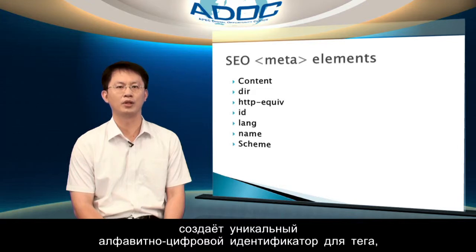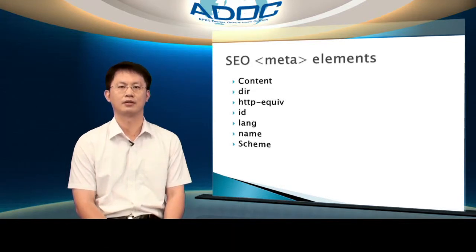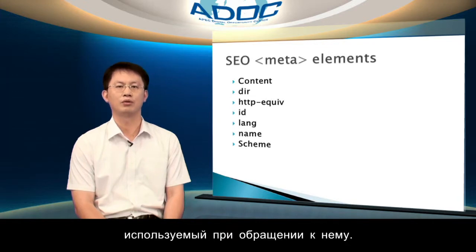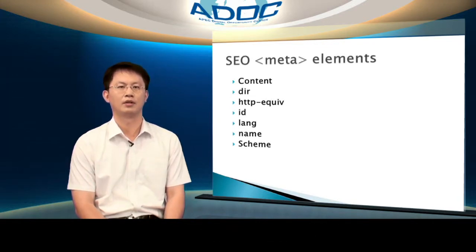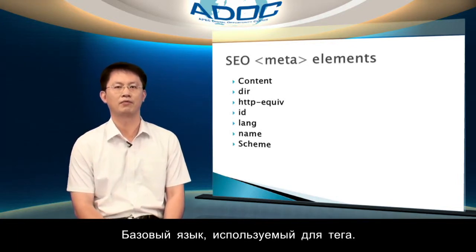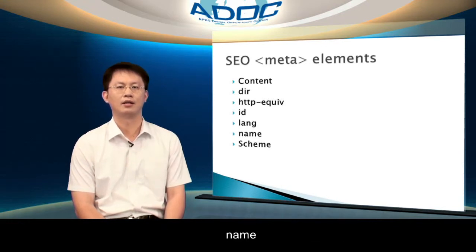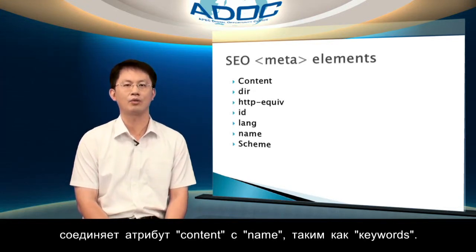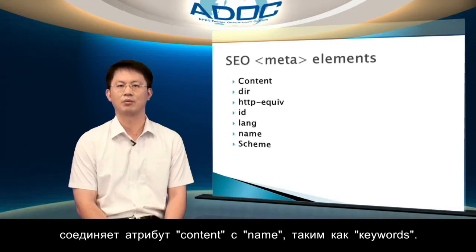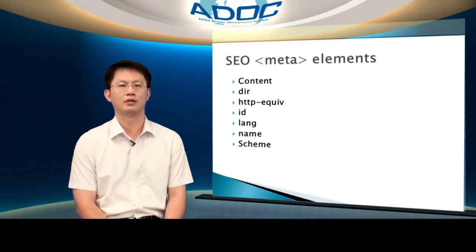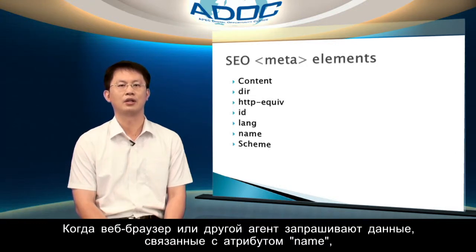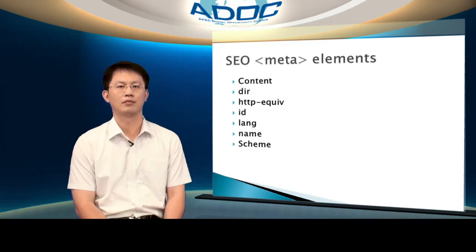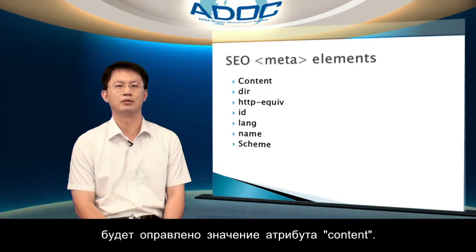Unique alphanumeric identifier for the tag, which you can use to refer to it. Another attribute is length, best language used for the tag. Then the next one is name. Connects the content attribute to a name, such as keywords. When the browsers or other agents request the data connected to the name, the value of the content attribute will be sent.